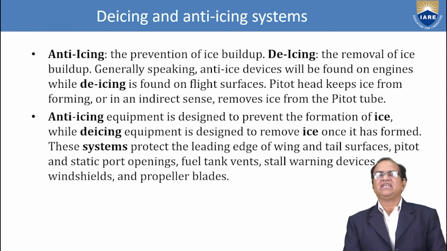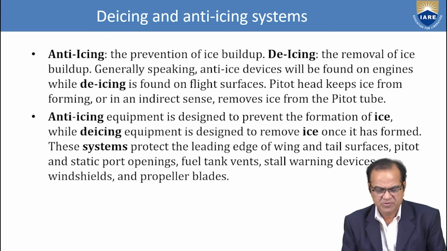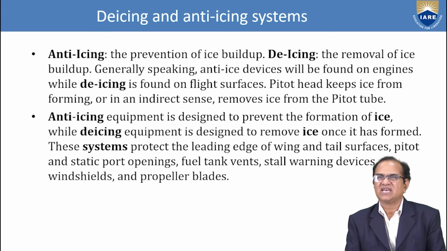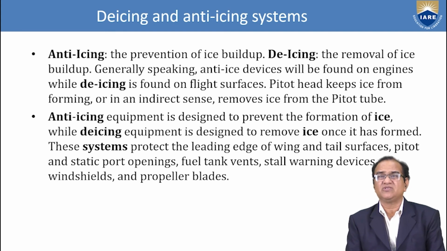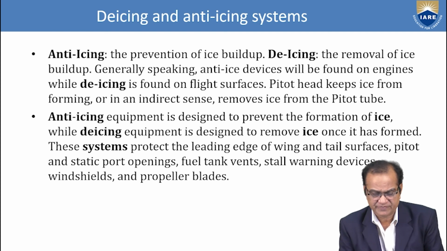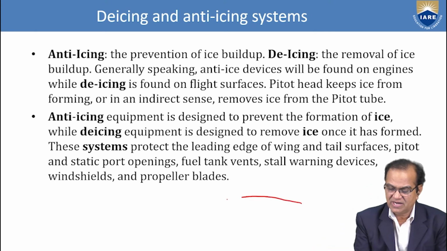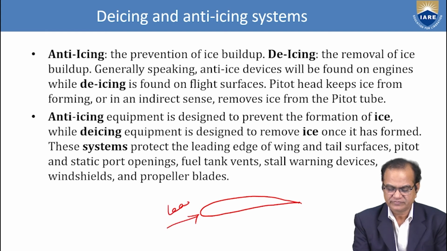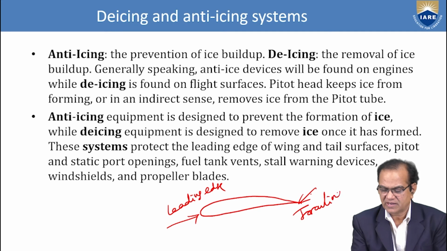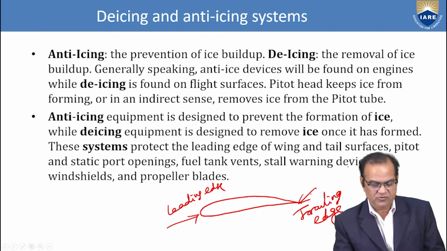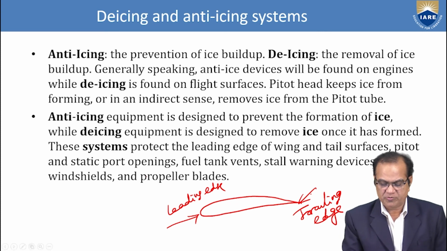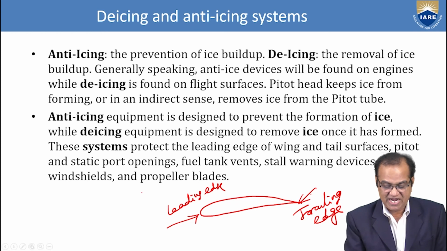These systems protect the leading edge of the wing and tail surfaces, pitot and static port openings, fuel tank vents, stall warning devices, wind seals and propeller blades. So what is the leading edge of the wing? I will draw this: this is the wing, this is the leading edge, and this is called the trailing edge. So leading edge and trailing edge. We have to make sure the pitot and static port openings, fuel tank vents, stall warning devices, wind seals and propeller blades are protected.